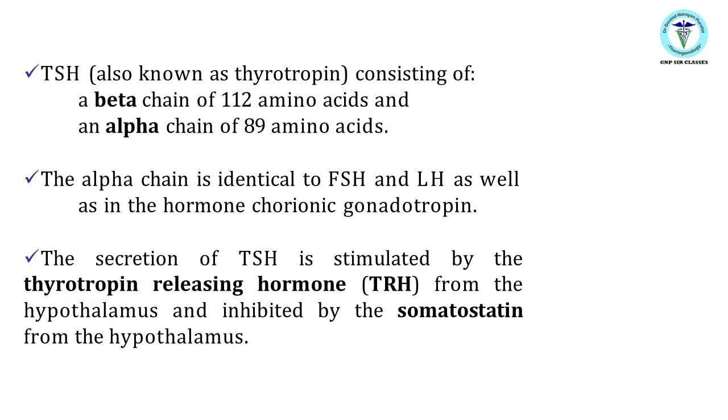CRH, TRH, and PIH are other hypothalamic-releasing hormones. CRH is a 41 amino acid peptide, TRH has 3 amino acids, and PIH regulates prolactin in mammals. The production and release of these hormones are influenced by feedback systems and external stimuli.